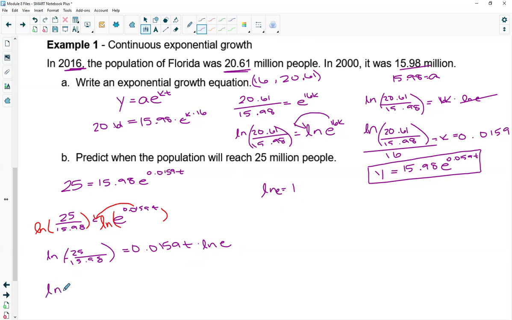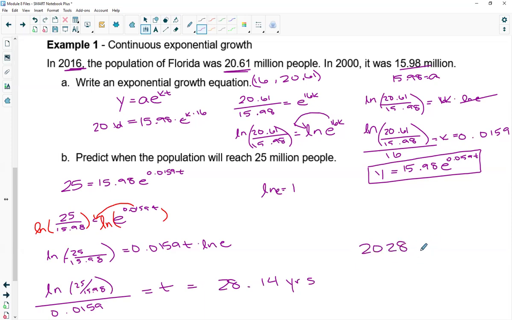So I'm left with the natural log of 25 divided by 15.98, divided by 0.0159, will be equal to t. That is going to simplify to be 28.14 years. So in 2028, the population will reach 25 million.